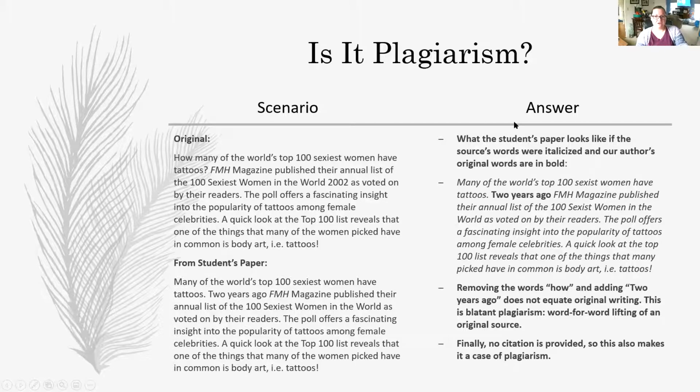Here's the thing. Look over here under the answer column about, is it plagiarism? So what the student's paper looks like, if the source's words are in italics, right? The words from this original passage are in italics, and our students' words are in bold. Look at this. Everything in italics came straight from the passage. The only thing that the student wrote were these 3 words.